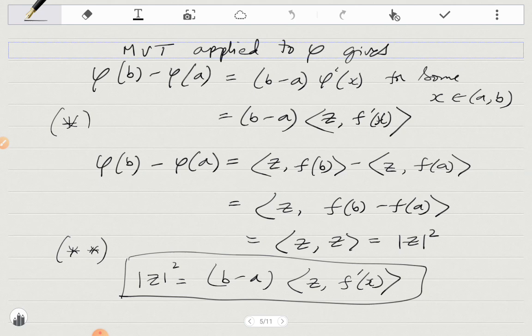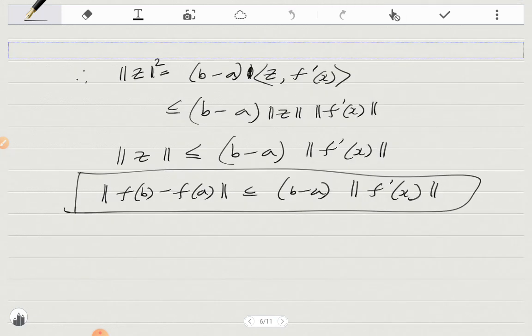This is, on the other hand, phi(b) minus phi(a). If I just go by the definition of phi, I'll get z dot f(b) minus z dot f(a). I collect the terms together. f(b) minus f(a) is again z, so I'll get norm z squared. So when I equate these two expressions, this star and double star, I get norm z squared equals (b minus a) times this thing here. So yeah, that's what I have.